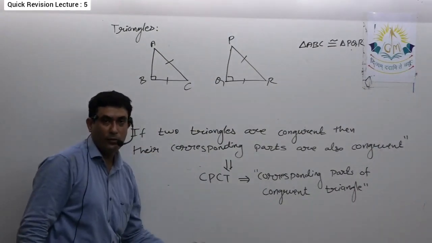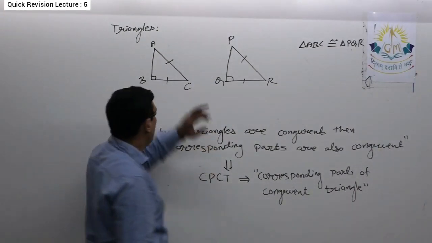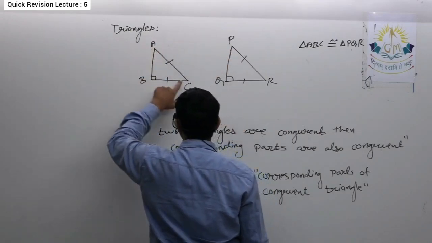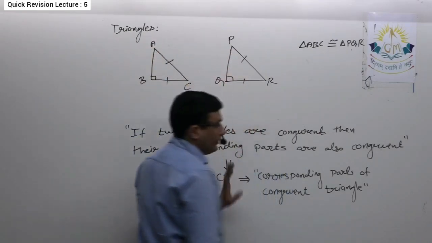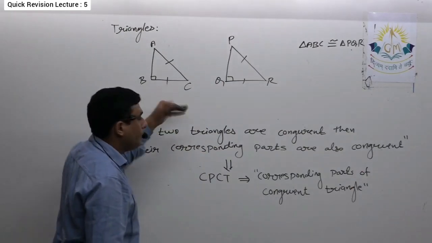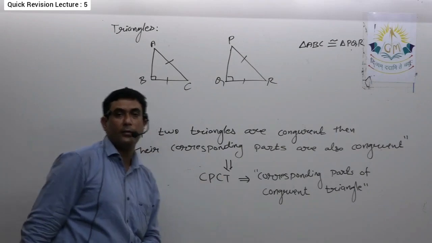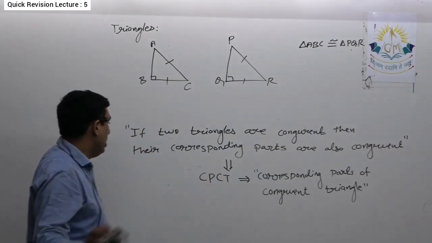As the triangles are congruent, definitely its remaining parts will be equal. For example, here angle A will be equal to angle P, and angle C will be equal to angle R. So when I write A equal to P, the reason I can say is CPCT. As these two triangles are congruent, their corresponding parts will be equal. So that is one thing.